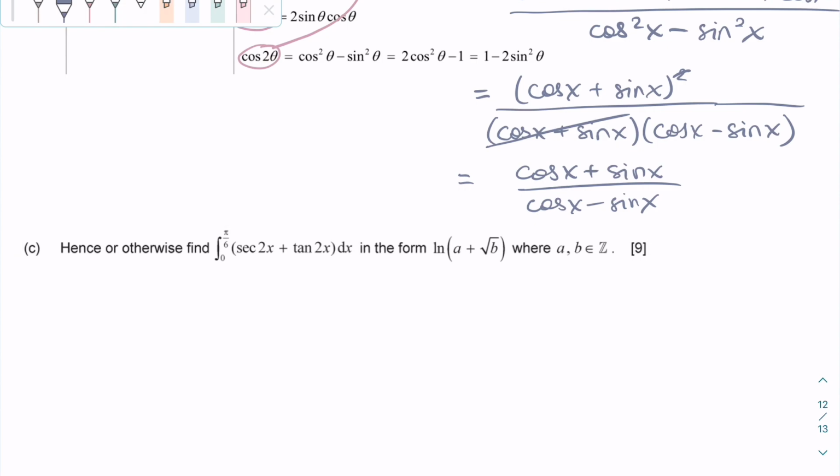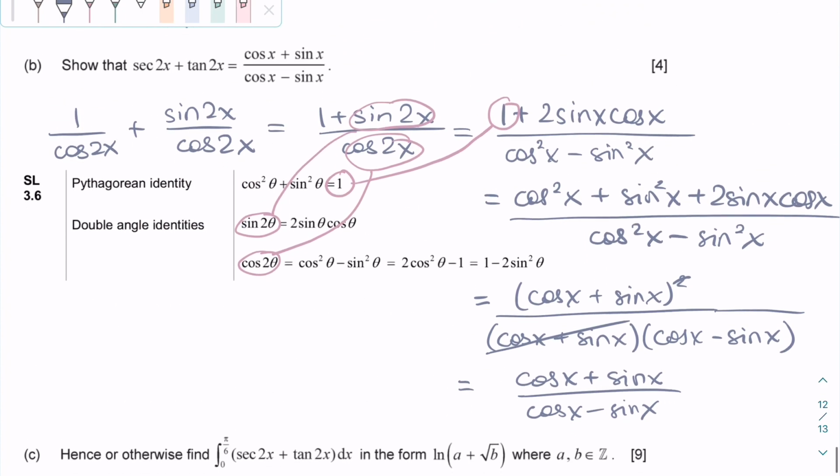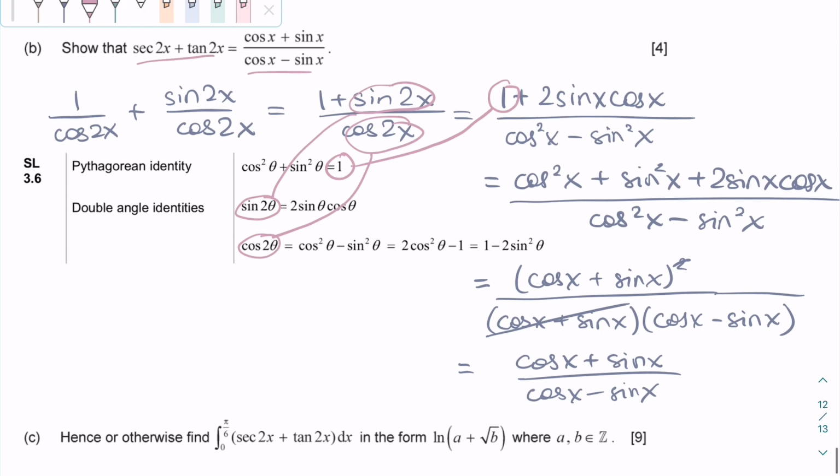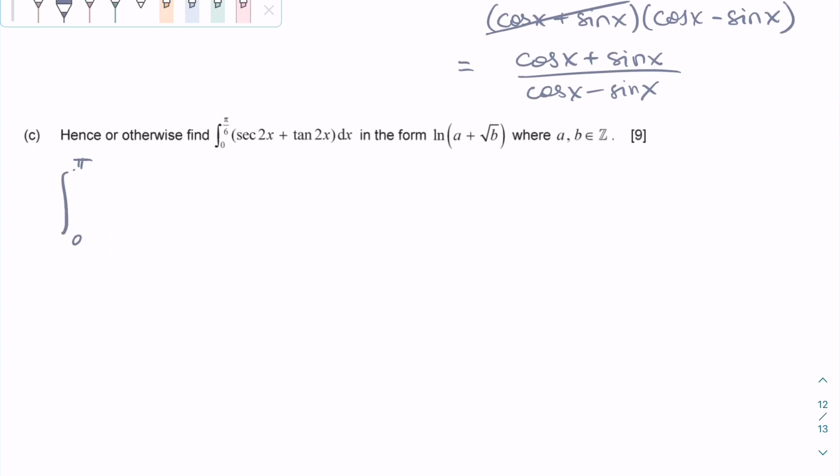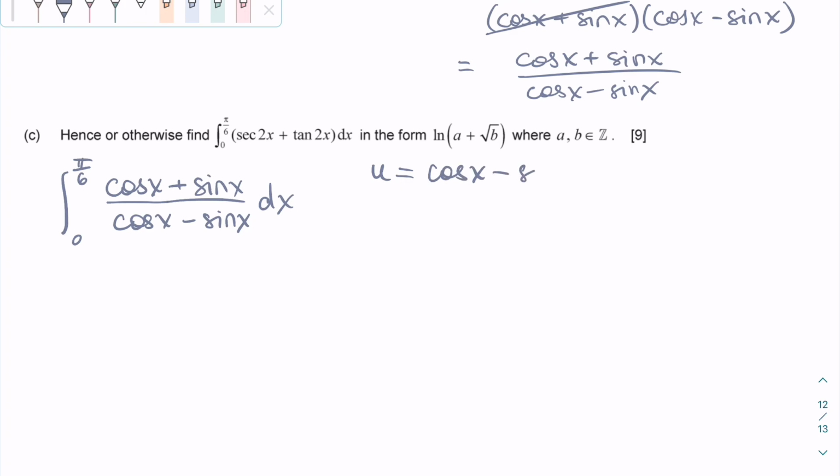Part C asks us to find the definite integral of secant 2x plus tan 2x in this form. As we proved in Part B, we can replace this integrand with what we proved in Part B. So instead of the secant and tan, we can write the fraction involving cosine and sine. Since we know that we need to end up with ln as the final answer, we can replace the denominator with u. So that means we make u equal to this denominator.